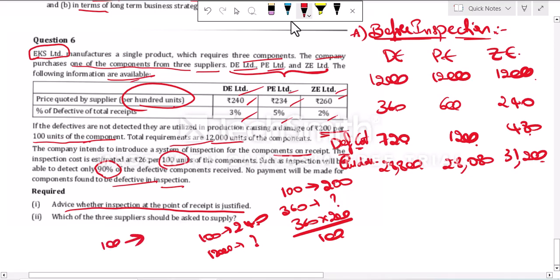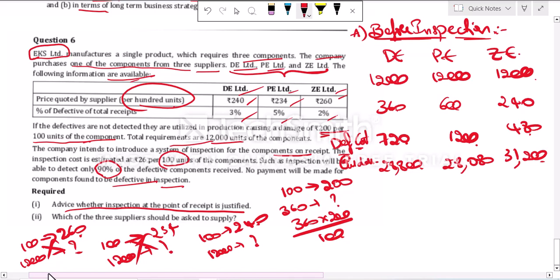You understood? For every 100 units for PE Limited, it will cost 234. For 12,000 units, how much? Cross multiplication. For 100 units, ZD Limited will cost 260. Then for 12,000, how much? Cross multiplication. 260 into 12,000 divided by 100. You will arrive at 31,200. This is the purchase cost.